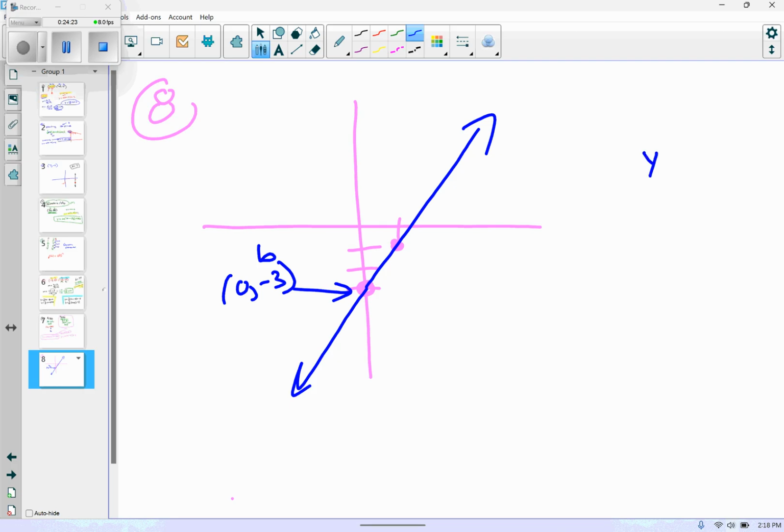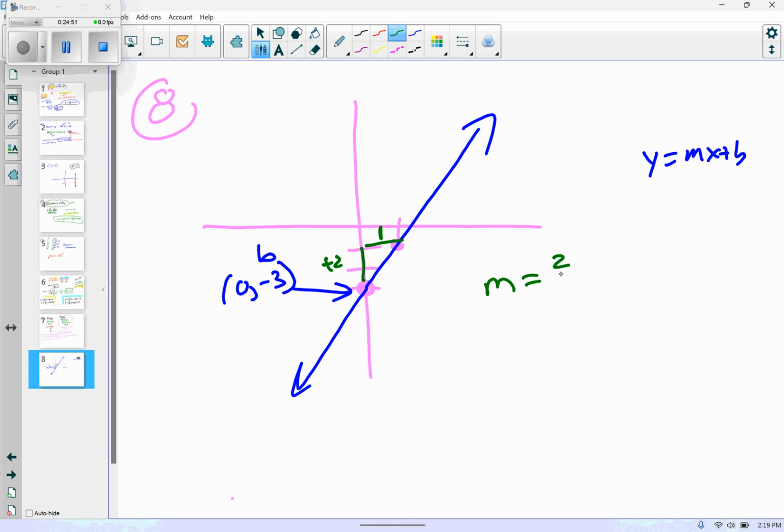Y equals mx plus b, right? Now we have to just see if we can figure out the slope. I looked at this, and I think I got those points right. But let's count. I have a point here and a point here. So I'm going to go up 1, 2. If I go up 2 and right 1, what does my slope have to be?